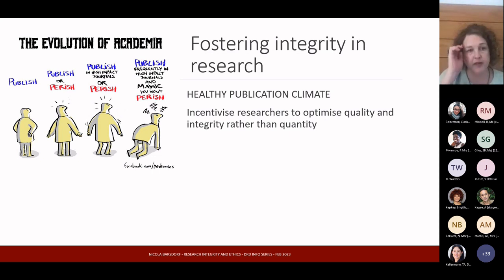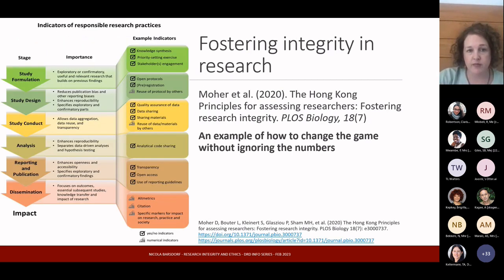And then the final, as we've discussed already, way of fostering integrity in research is creating a healthy publication climate. So we want to incentivize researchers to optimize quality and integrity rather than quantity. And then coming out of those Hong Kong principles, this group, and again, this is one of the studies that came out of Lex Botus unit, as an example of how to apply those Hong Kong principles in assessing the advancement of researchers. So we're not going to ignore the numbers.